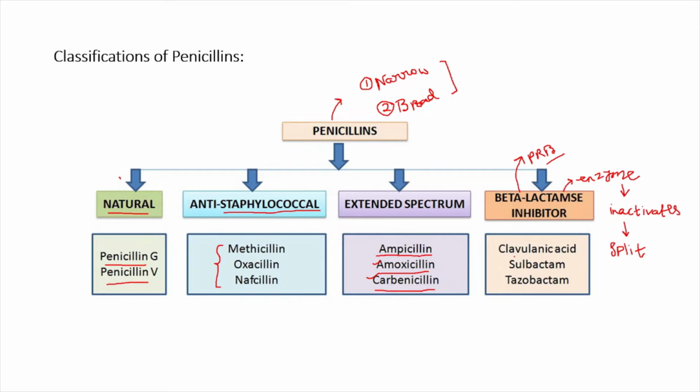So what will happen? You first add beta lactamase inhibitors like clavulanic acid, sulbactam, tazobactam. These beta lactamase inhibitors will go and bind to beta lactamases, making them ineffective. And now you add penicillins. As a result, you don't have any beta lactamases that will inhibit penicillin, and now penicillin can go and inhibit the bacterial cell wall synthesis.